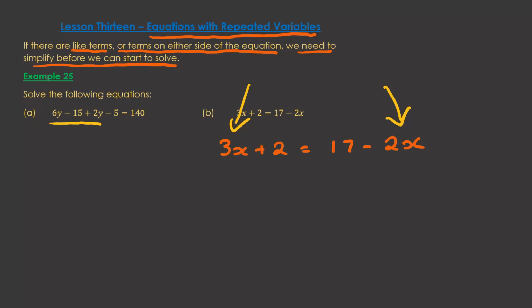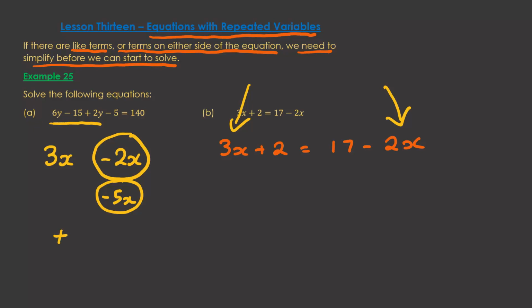Now, the smaller number of x's, well, let's think about that. We've got 3x on the left-hand side and we've got negative 2x on the right-hand side. The smaller number of x's, therefore, is negative 2. Negative 2 is smaller than 3. And that would have been the case even if that had been something like negative 5x, because negative 5 is also smaller than 3. So what I'm going to do is an inverse operation to remove this negative 2x.